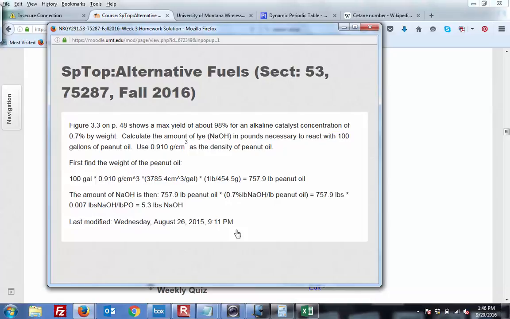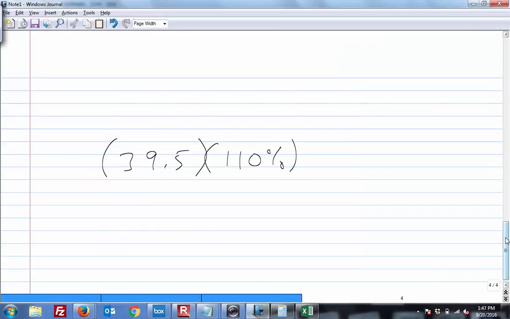Okay, so let's run through this together. What we're looking for is how many pounds of peanut oil. We know we've got 100 gallons, so we're just going to convert. We've got the volume, we've got the density, a volumetric conversion factor and a mass conversion factor, and then we end up with a mass. So let's just go ahead and write that out longhand.